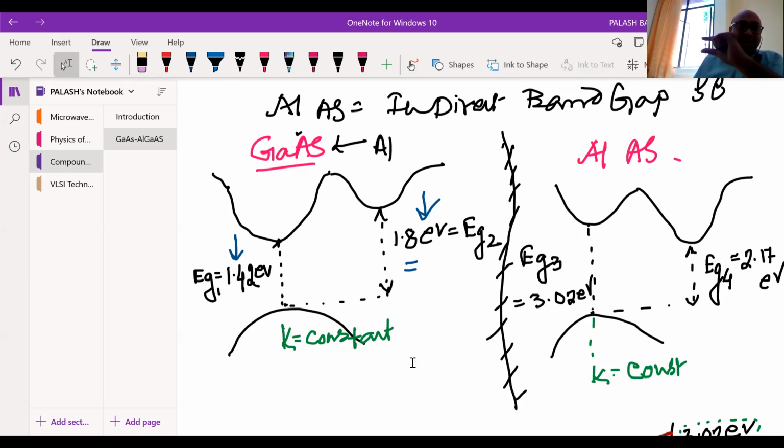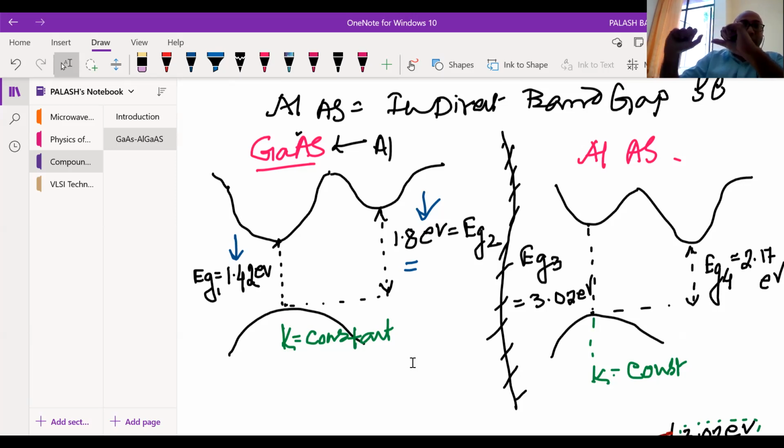So you have gallium arsenide at 1.42, I'm talking about the direct band gap, and aluminum arsenide at 3.02. When you try to mix these two, you are actually putting a lot of aluminum into gallium arsenide. What will happen? The gallium arsenide band gap will slowly open up. Similarly, the aluminum arsenide is slowly coming up to 3.02.